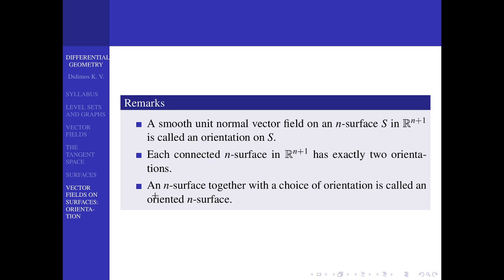Now, an n-surface together with a choice of orientation is called an oriented n-surface. So, in order to get an oriented n-surface, you need to define an orientation, or choose an orientation, for that surface.